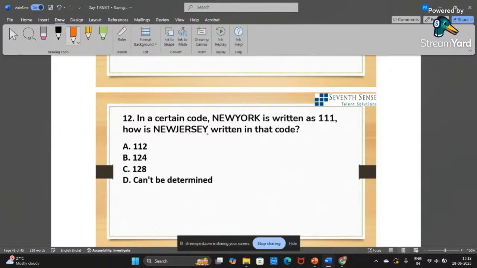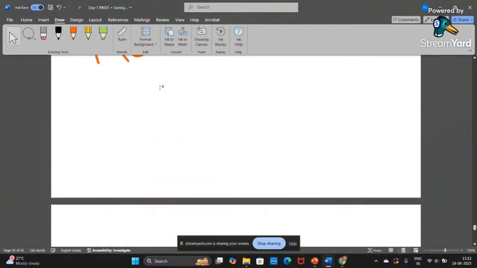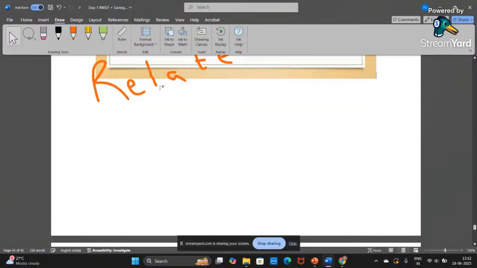In a certain code, New York is written as 111. How? I'll tell you directly. See this word, just look at the table and their positions, and add all their positions. For N it is 14. For E it is 5. For W it is, how much? 23.